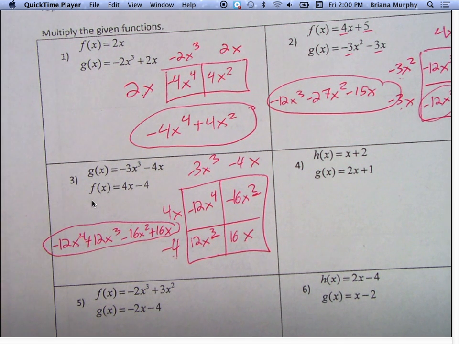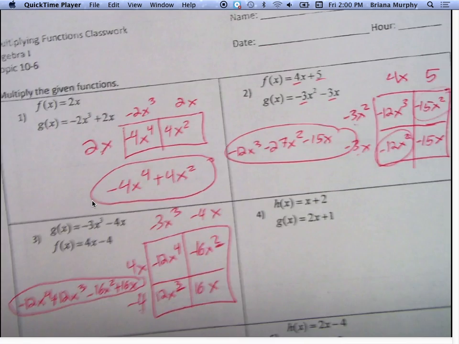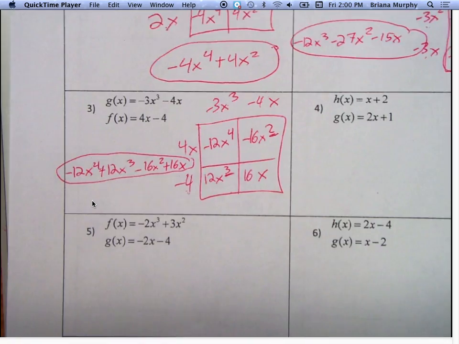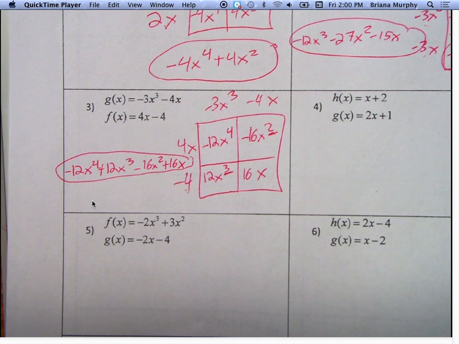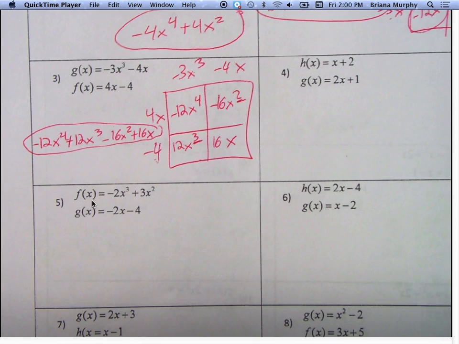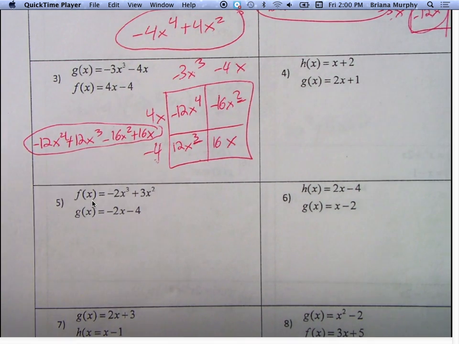The rest of this, I know it says classwork at the top, but the rest of this is homework. It should be pretty straightforward. And now we're going to go over the answers to the review. We should have a review out in front of you, 10.1 through 10.5.